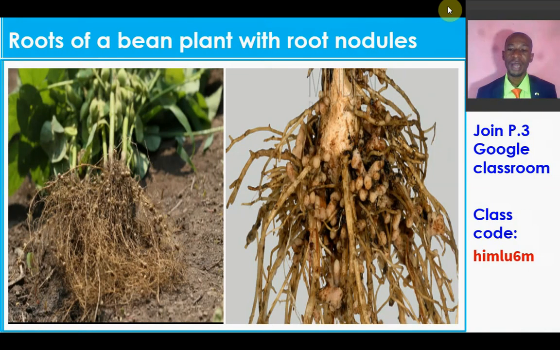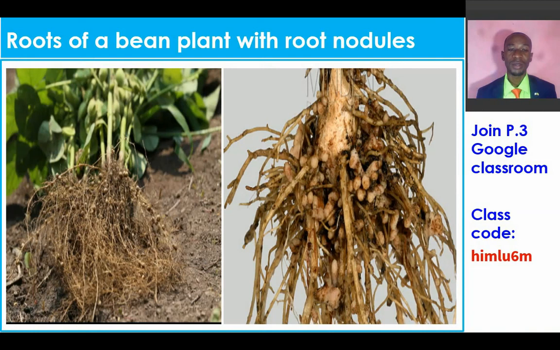We need to see how they look like physically. How do those roots look? So here we have the roots of a bean plant with root nodules. These small features you are seeing on the roots here, those are the so-called root nodules. If I try to make it appear bigger, this is how they look like. These small things you see, they are the root nodules, and what is inside them, there we find the nitrogen fixing bacteria.